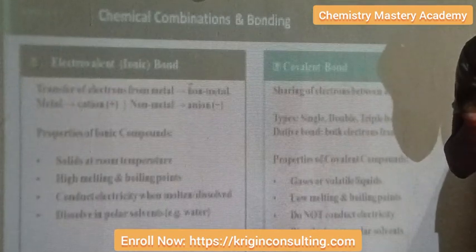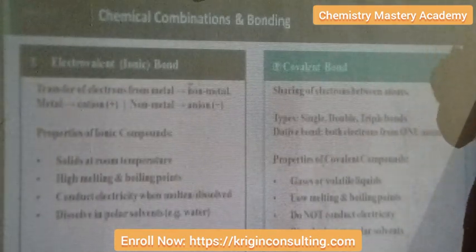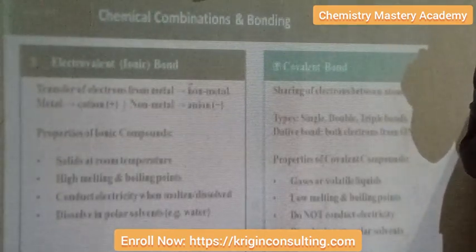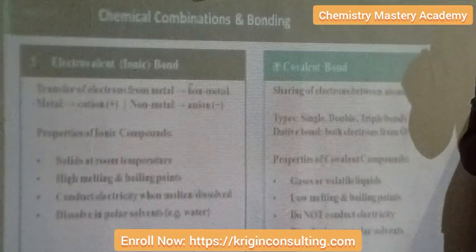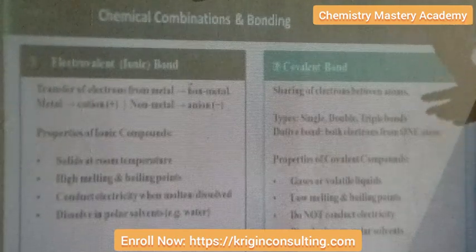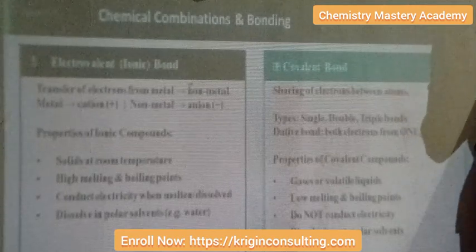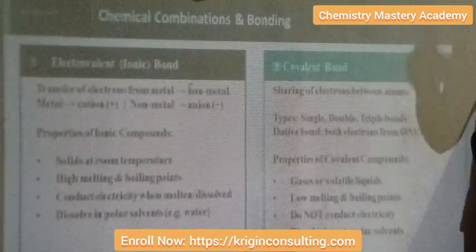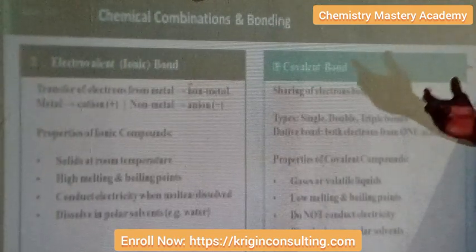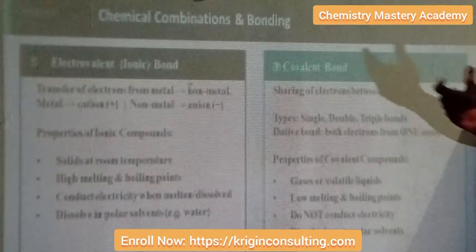Now, the way and manner in which they mix is actually dependent on the characteristics of each of those elements that you are mixing, or each of the reactants you are mixing. For example, in chemical combination and bonding, we have two types of bonding. We have what we call electrovalent bonding, and we have what we call covalent bonding. Electrovalent bonding is also known as ionic bonding. Now, what does it entail?